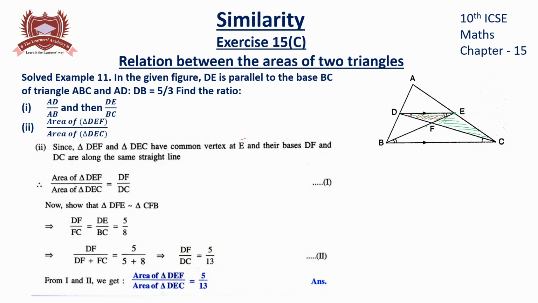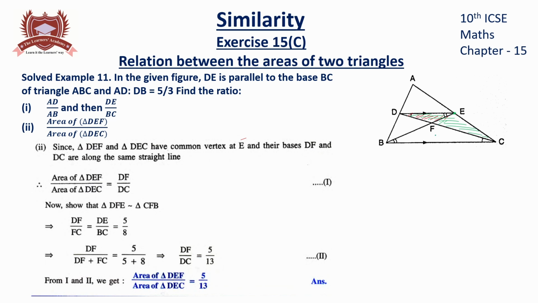Now to show that DFE is similar to CFB, we can do it easily क्योंकि ये दो angles equal है, ये दो angles equal है, alternate angles करके. So the triangles are similar by a test of similarity. So just by showing it we can show that DF upon FC is equal to DE upon BC.